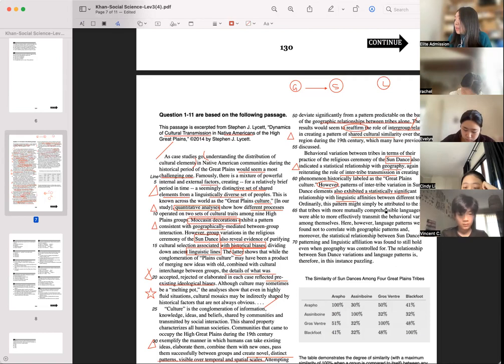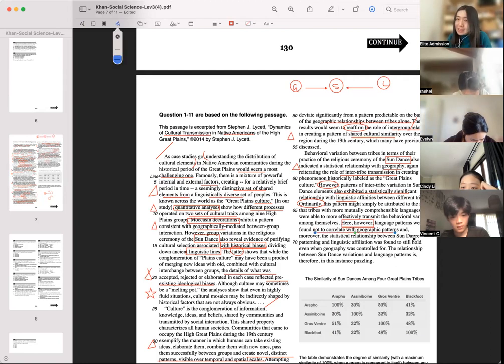Ordinarily, this pattern might simply be attributed to the fact that tribes with more mutually comprehensible languages were able to more effectively transmit the behavioral variation among themselves. Does that make sense? So ordinarily, common sense, right? We would know that, yeah, fine. Of course, if you speak the same language, it's easier to transmit the elements. Here, however, language patterns were found not to correlate with geographic pattern. What does that mean?